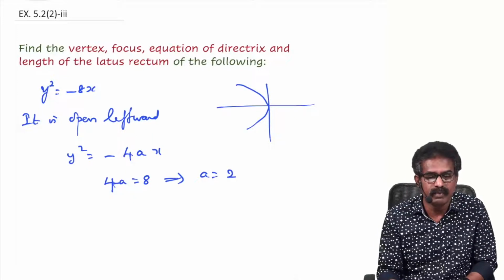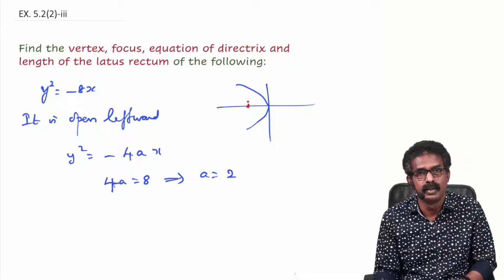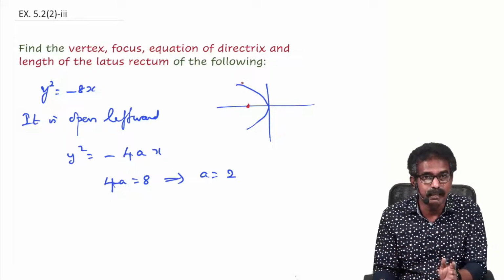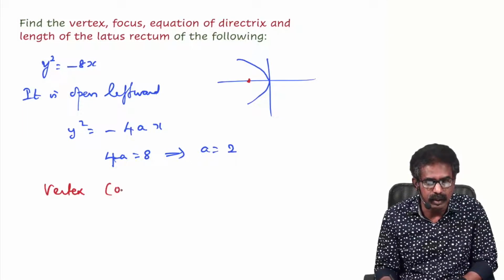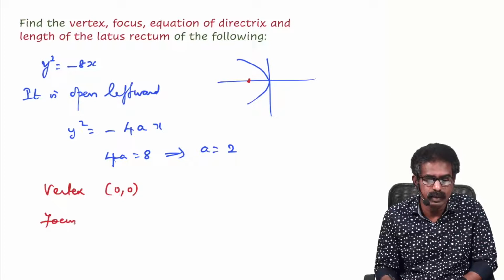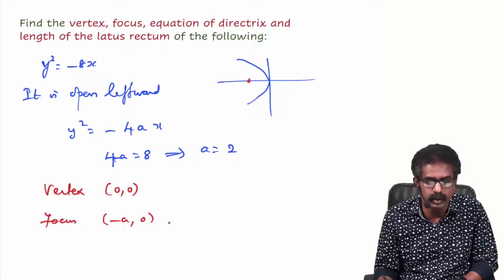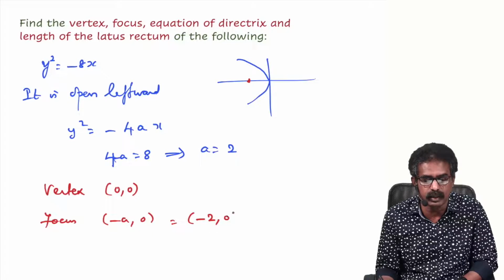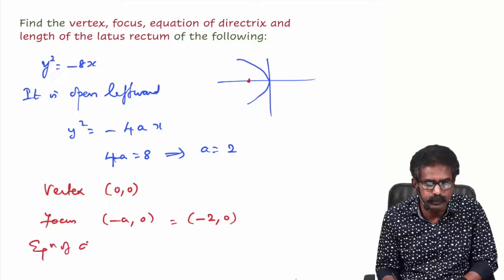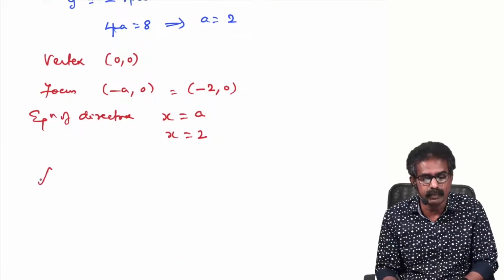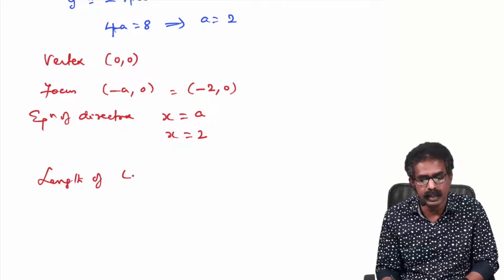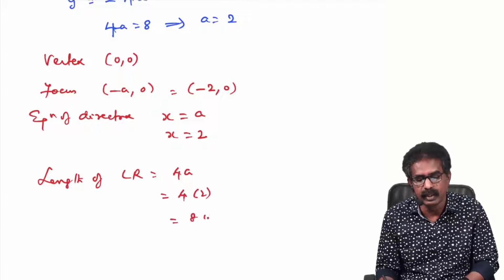It is 2. So in the formula, see, focus will be here. For the first type, it is a comma 0. Second type, minus a comma 0. Vertex is 0, 0 only. So the first one is vertex, 0 comma 0. Then focus. Second type, so it is minus a comma 0, that is minus 2 comma 0. Equation of directrix, second type, so x equal to plus a, that is x is equal to 2. Length of the latus rectum equal to 4a, that is 4 into a value 2, so 4 twos are 8 units.